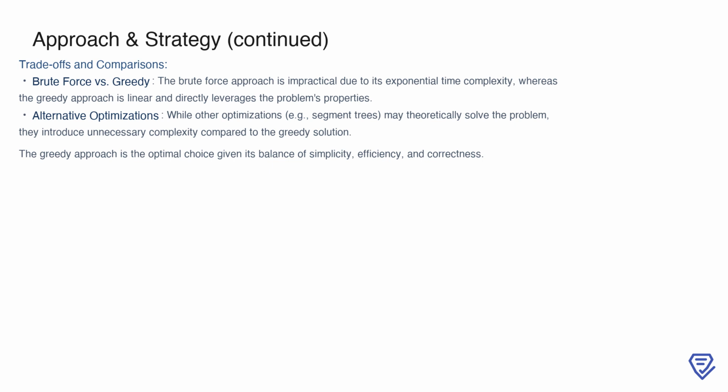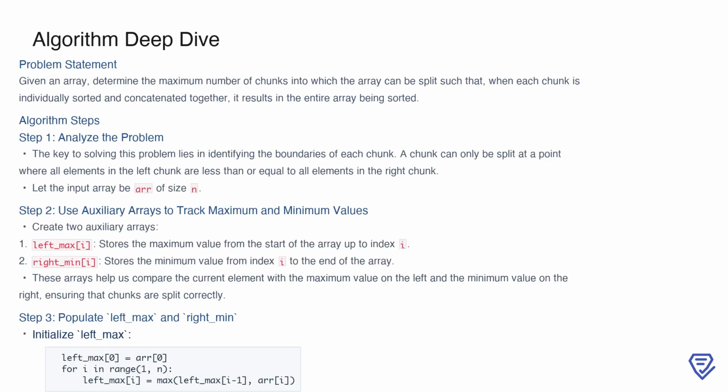The greedy approach strikes the right balance between simplicity, efficiency, and correctness, directly addressing the problem's requirements while remaining easy to implement. This makes it the optimal choice for solving the problem, as it handles both typical cases and edge scenarios effectively. To solve this problem, we need to split the array into the maximum number of chunks.